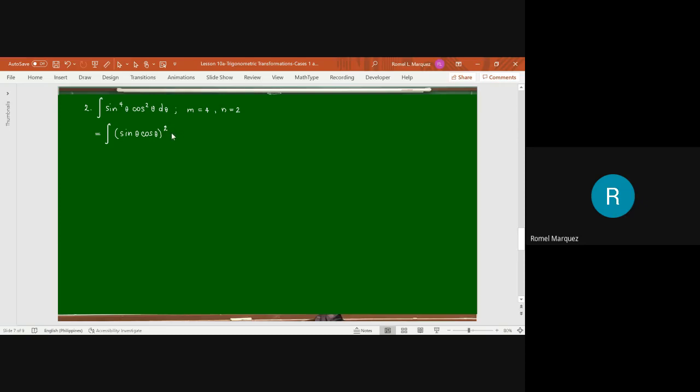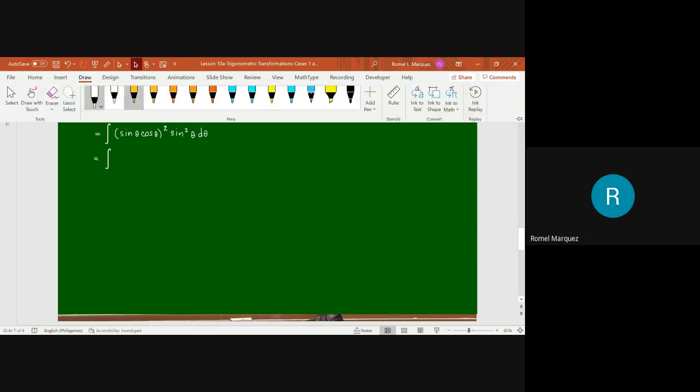So, what is the remaining? Sine squared, no? Because this is sine squared, so we need sine squared more, no? Then, times what? D theta. So, complete now, no? So, we have cosine squared times sine squared is sine to the 4th. Okay? And then, we transform that. So, we transform this.